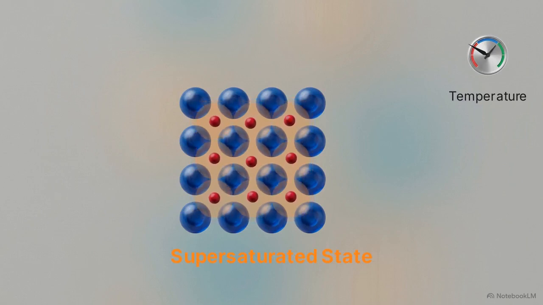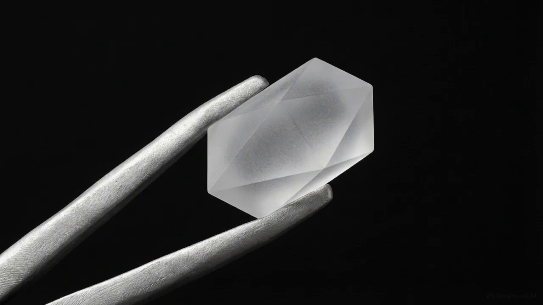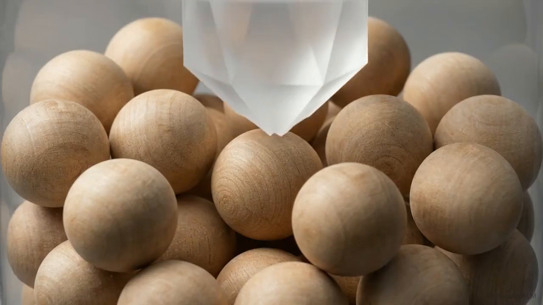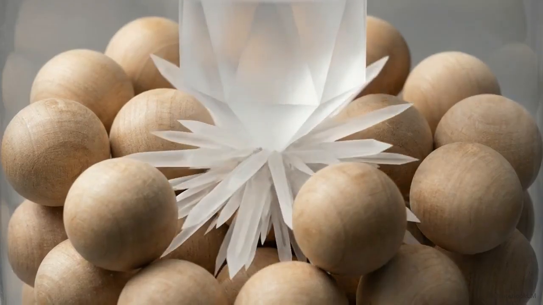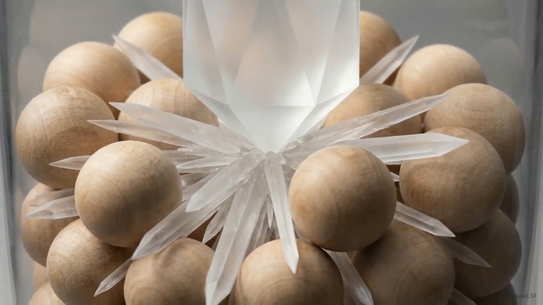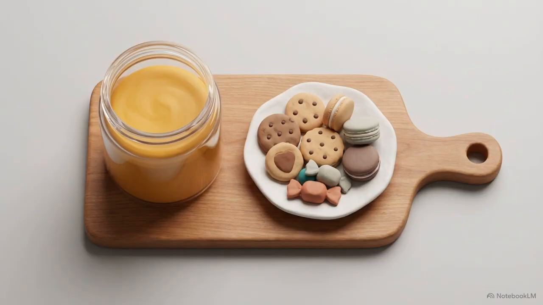This state is highly unstable. The excess solid is waiting for any physical trigger to escape. That trigger is a single tiny seed crystal. Dropping it into the mixture provides the escape route the trapped particles have been looking for. The moment the crystal touches the liquid, the excess solute crashes out of the solution in a rapid geometric chain reaction. We see this process in nature and our kitchens.